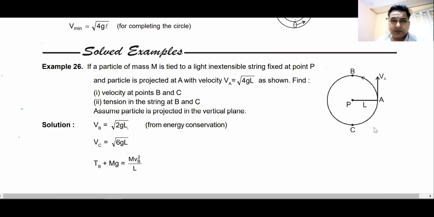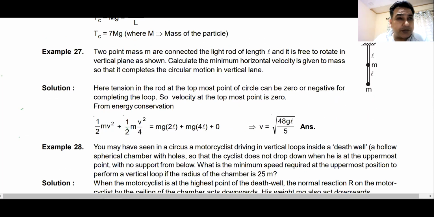So there are 2 different cases of completing the circle. One case is a bob attached to a string. The second case is a bob attached to a rod. In the case of a bob attached to a string, the condition for completing the circular path is that tension at the highest point should be greater than zero, and velocity at the lowest point should be greater than root over 5gL. For a bob attached to a rod, the condition is that velocity at the highest point becomes greater than zero, and hence velocity at the lowest point becomes root 4gL.